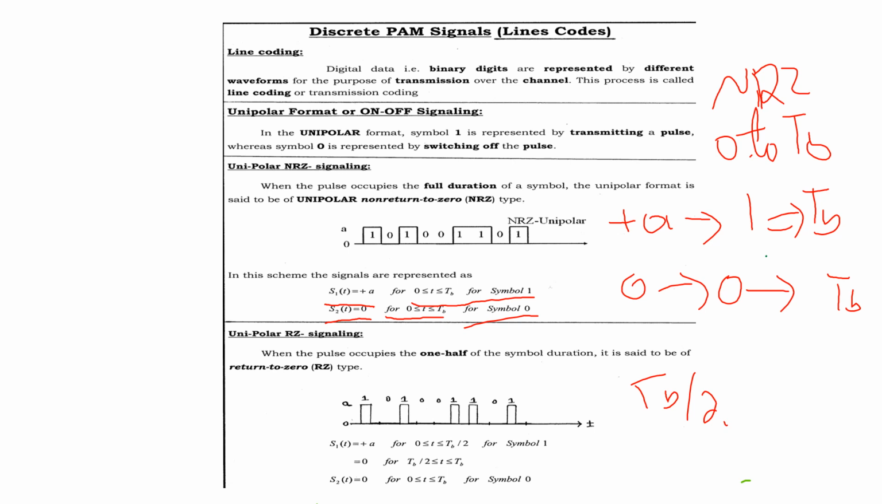This is the disadvantage in the case of unipolar non-return to zero. If the receiver receives consecutive zeros, it is very difficult to decode at the receiver side. In unipolar return to zero signaling, as I mentioned, for half of the duration the pulse exists, and for the rest of the duration it is at the DC level, that is 0. S1 of t is equal to plus A for the duration 0 to TB by 2 for symbol 1, and equal to 0 for TB by 2 to TB. Similarly, S2 of t is 0 for the whole duration. So this is about the unipolar format.